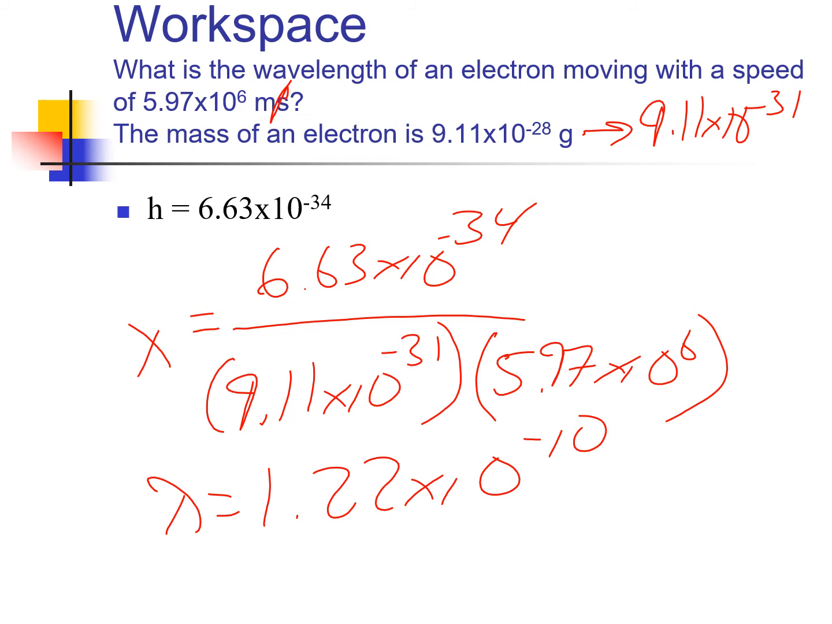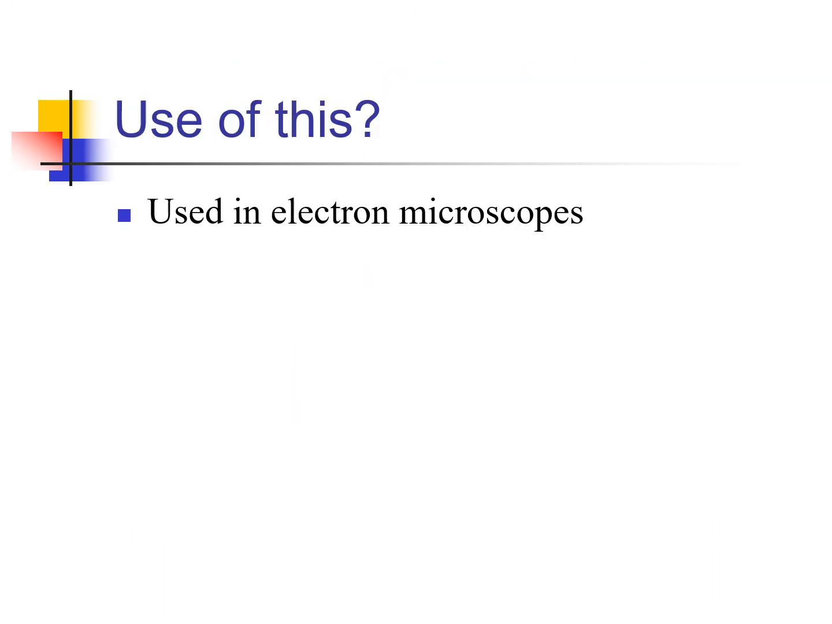Now, where this becomes interesting is if we think about this in terms of length. An angstrom is 10 to the negative 10th meters. 1 angstrom is the distance between the nucleus and the electron in a hydrogen atom in its ground state. And that's what we're seeing here for the wavelength. So that's kind of neat. I like that. Now, what's the use of this?